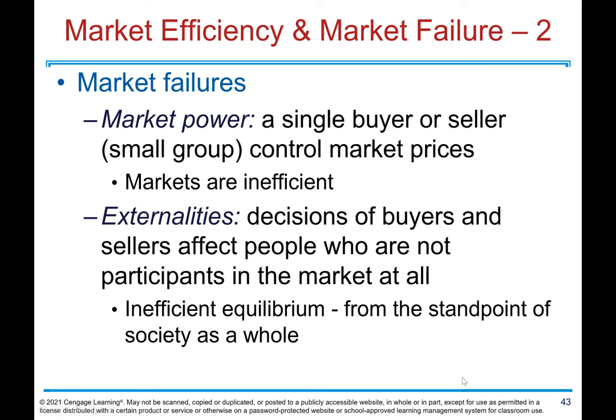Market failure. Market power: a single buyer or a small group controls market prices. Markets are inefficient under those circumstances. Externalities: these are decisions of buyers and sellers that affect people who are not participants in the market at all. The equilibrium is inefficient from the standpoint of society as a whole.